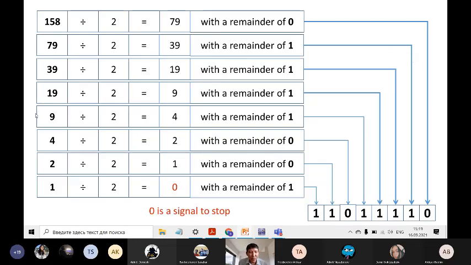So that's it. So actually we converted decimal number 158 to its binary counterpart, and it will be 110111110. So I think it's simple, but you need to do a few examples, to understand, and do not forget how to do it.